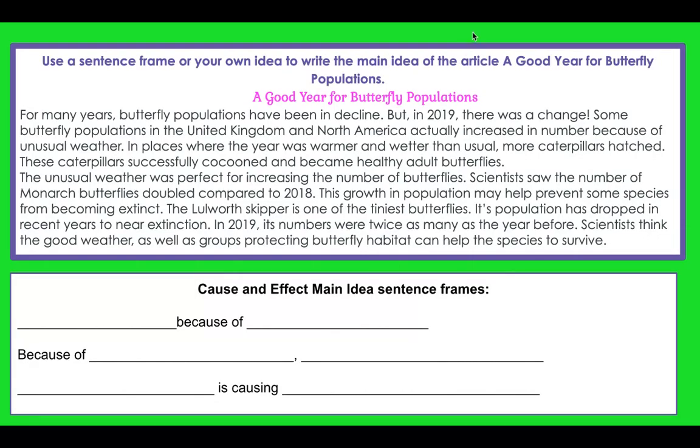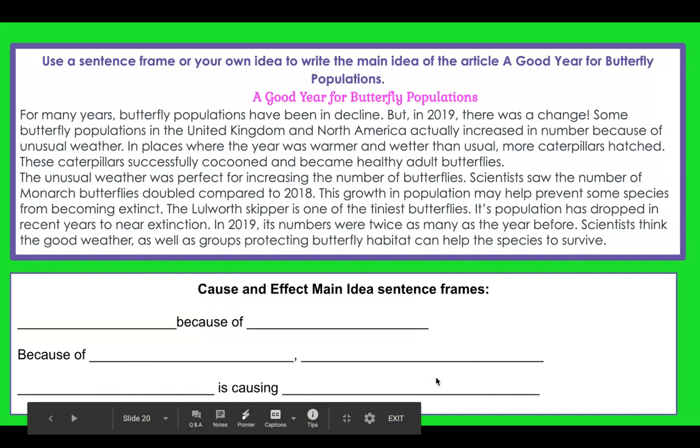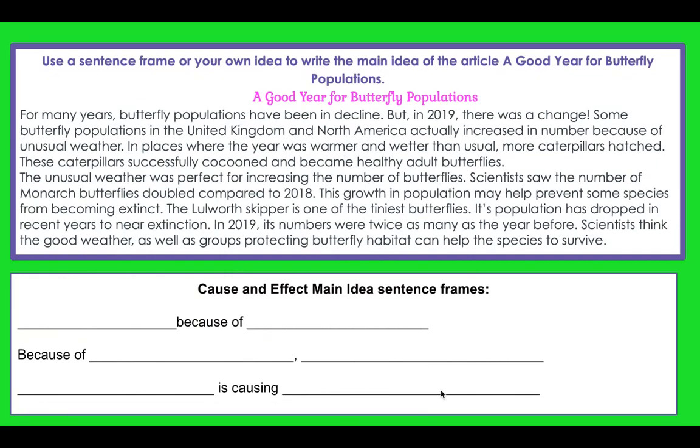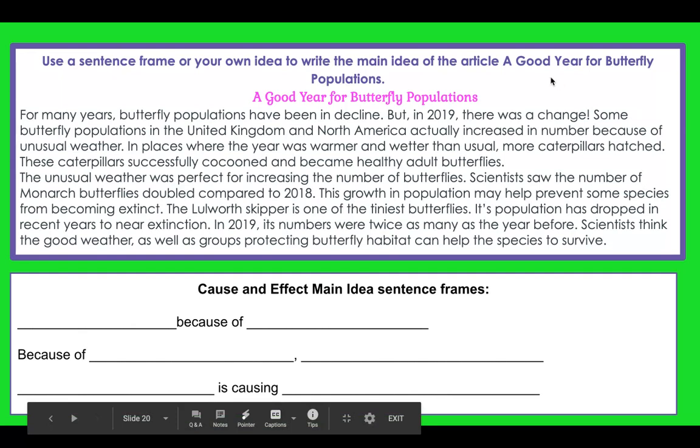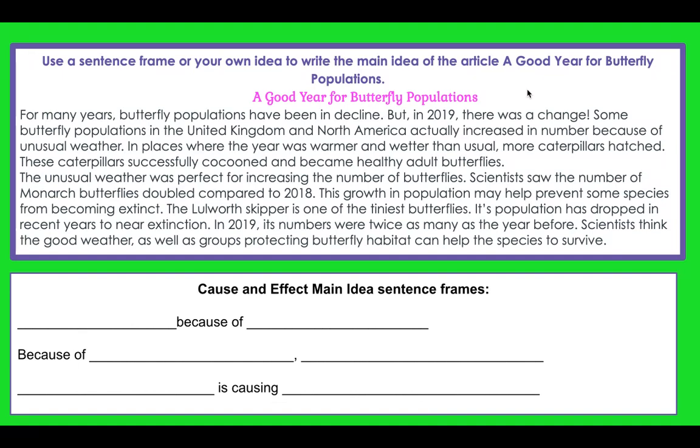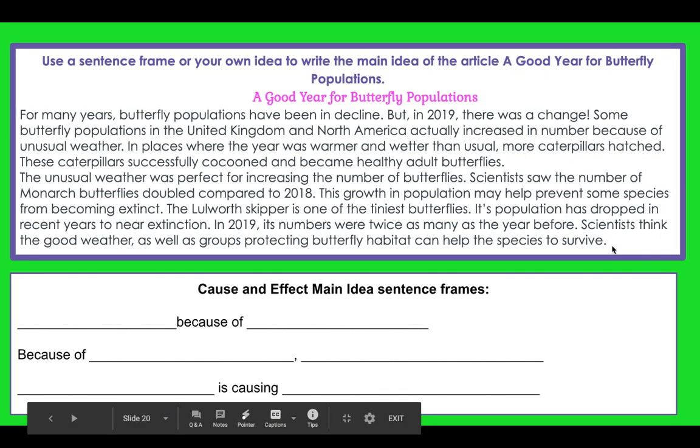Here's your second one. You're going to use a sentence frame. So I give you the 3 sentence frames we've practiced, or you can use your own idea, and you're going to write the main idea of this article called A Good Year for Butterfly Populations. Remember to pause if you need more time. You only need to use one of these or your own idea, so don't be confused by all 3.